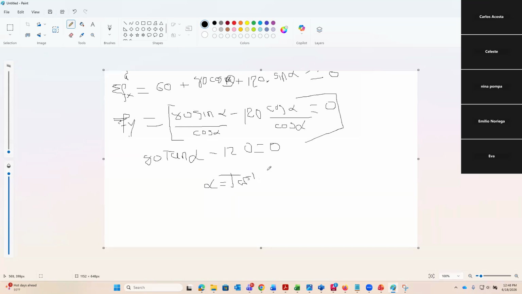Every calculator does this, or Google or ChatGPT, of 120 pounds divided by 80 pounds equals 56.1 degrees. Then you go back and you put 56.1 degrees in this equation. 60 plus 80 cosine of 56. Make sure you have it in degrees, not radians.